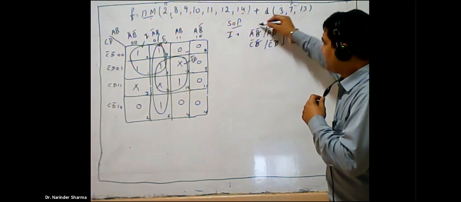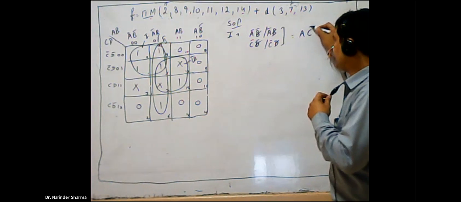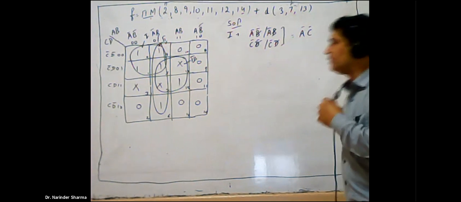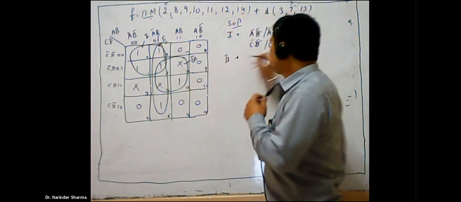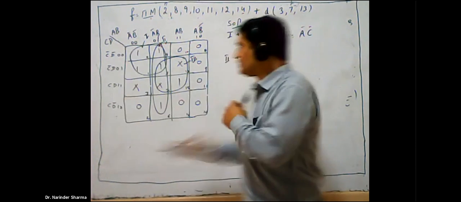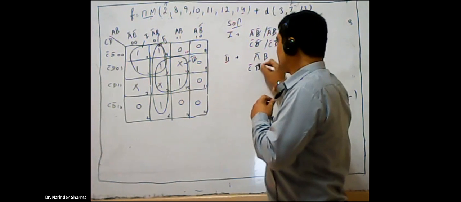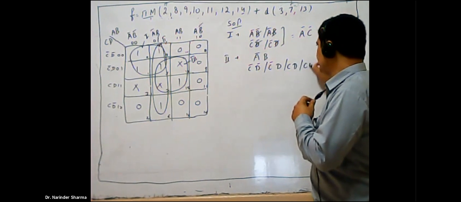Here you will get A bar, here you will get C bar. So its result would be A bar, C bar. For the second one, this side is A bar B, horizontal. Vertical side is C bar D bar, C bar D, C D, C D bar.